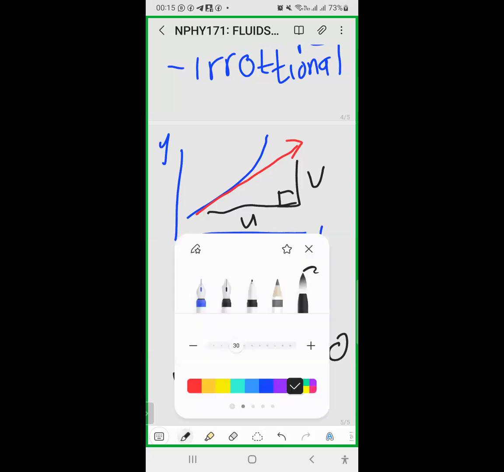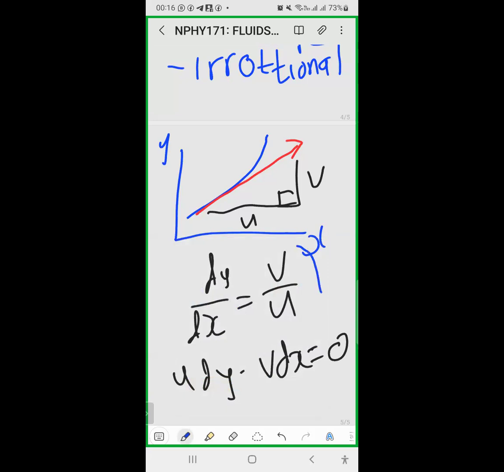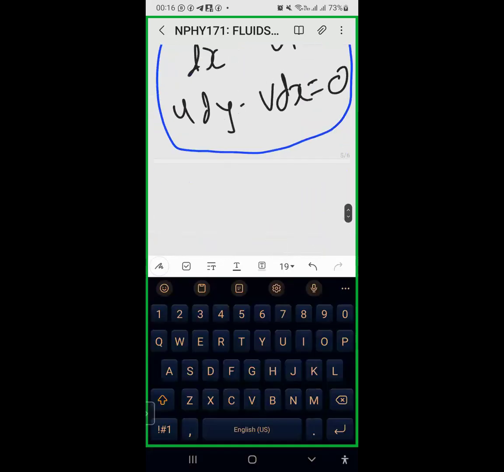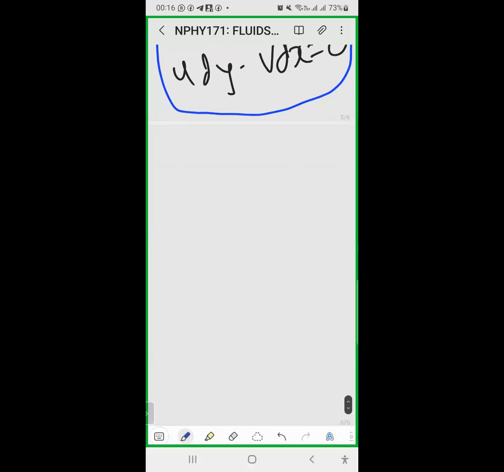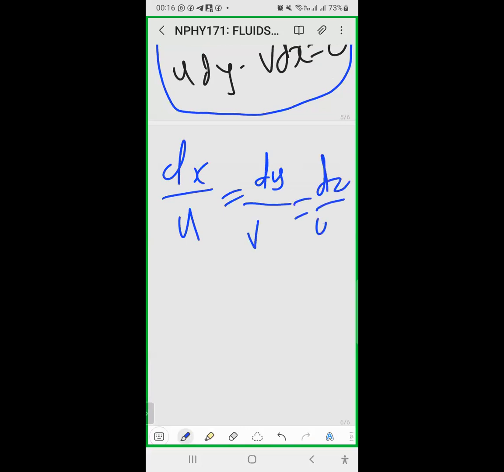And this is the fundamental equation you can use to find the equation of your streamline, which is the path followed or taken by an individual fluid. Okay, so in a more generalized or compact form, we can say that dx over u is equal to dy over v, which is equal to dz over w.